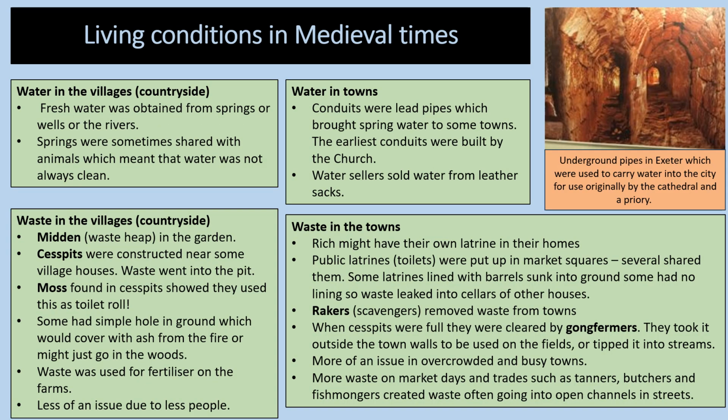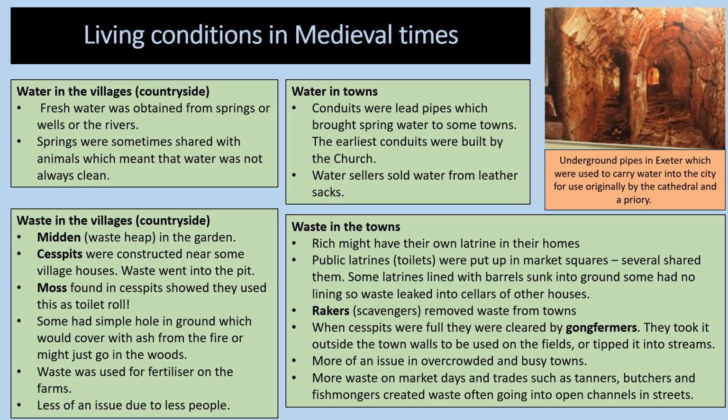So we're just going to talk about water and waste in medieval times. In terms of water, in the countryside, fresh water was obtained from springs or wells or the rivers. Springs were sometimes shared with animals, which meant that water was not always clean. In terms of towns, conduits were lead pipes which brought spring water to some towns. The earliest conduits were built by the church. Water sellers also sold water from leather sacks.